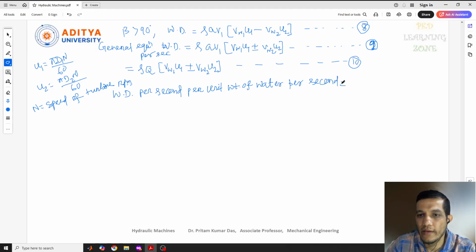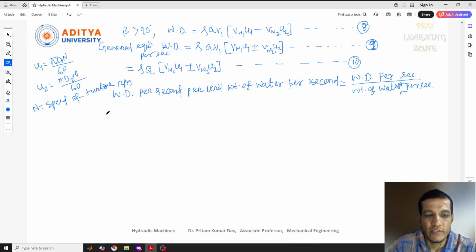This is nothing but, work done per second you have already calculated. And similarly next one is the weight of water, that weight of water striking per second, weight of water which is striking per second. Now these things we can write like this, this is our equation what we got here: rho Q, this one VW1 U1, and this is plus minus VW2 U2, bracket close, and the denominator.